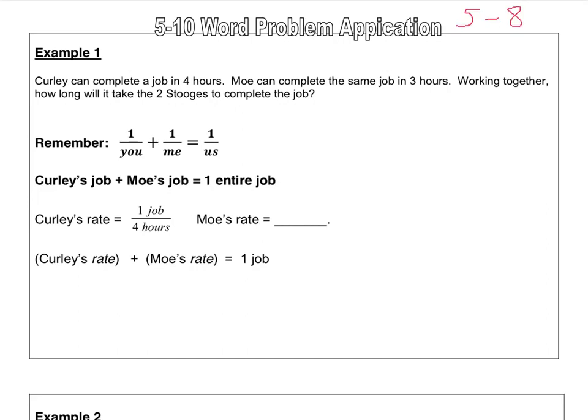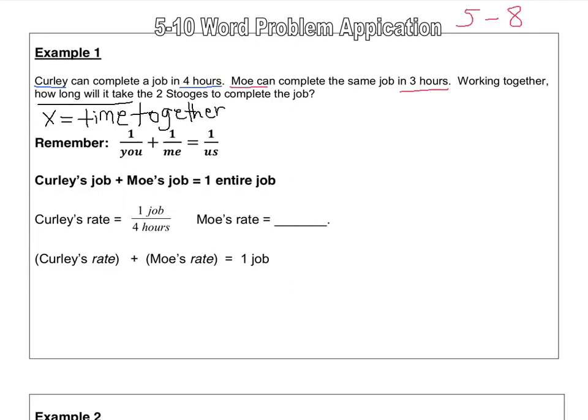So let's read this. Curly can complete a job in 4 hours. So this is the first person, and he can do the work in 4 hours. Mo can complete the same job in 3 hours. So this is the second person, and this is his time. Working together, how long will it take them to complete the job? So basically what they're asking me is to find the time that they need to complete the job together.